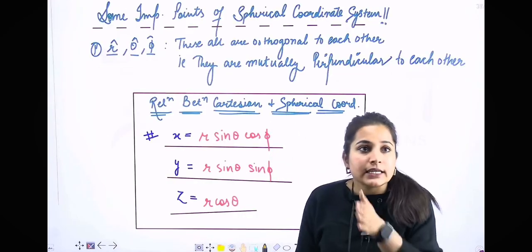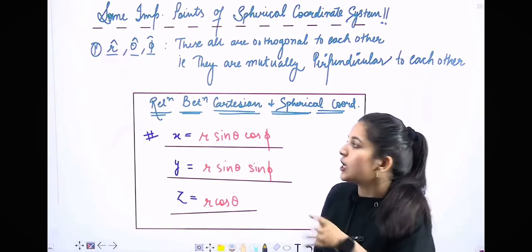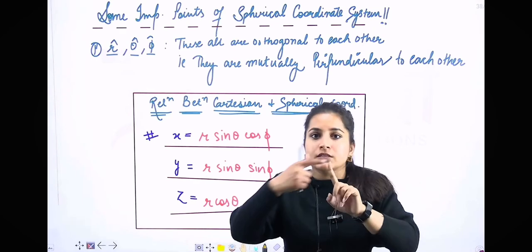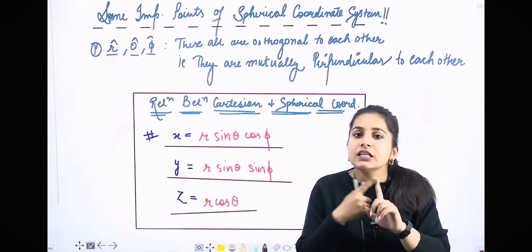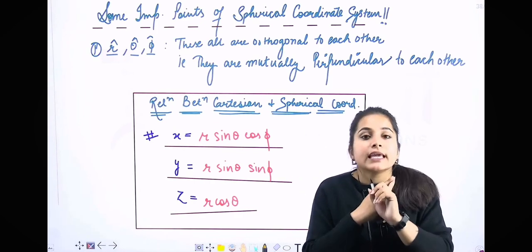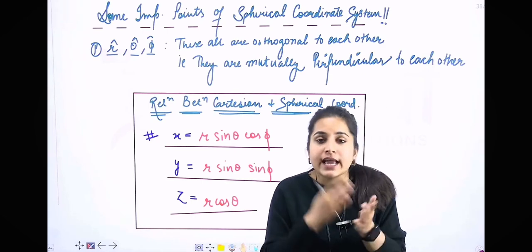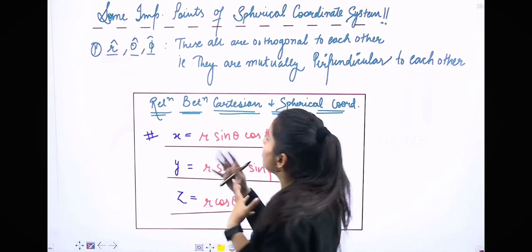Now let us study the relation between the Cartesian coordinates and the spherical coordinate system. First of all, you should remember that in the spherical coordinate system, r cap, theta cap and phi cap are mutually perpendicular to each other. Like in the Cartesian coordinates, x, y and z are mutually perpendicular, here also they are mutually perpendicular to each other.